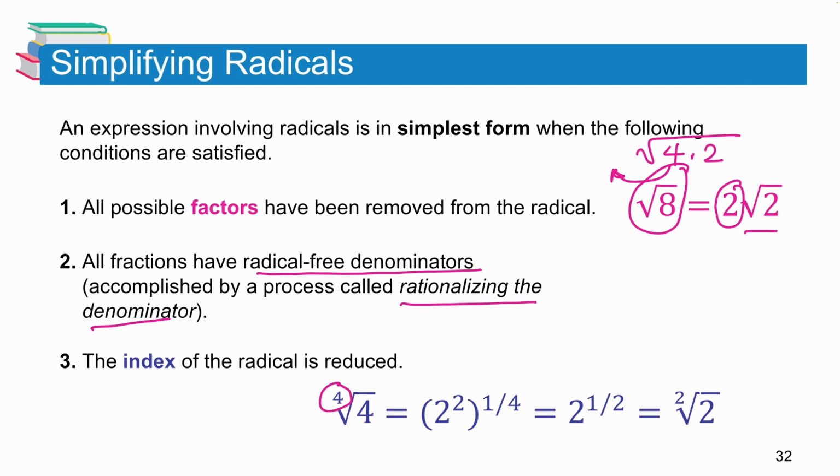The index is what root it is. So we want that to be as reduced as possible. So there is no fourth root of 4, but there is a square root of 4. And so we can simplify this by thinking of it as 2 squared to the 1/4. And so that's the same thing as 2 to the 1/2.